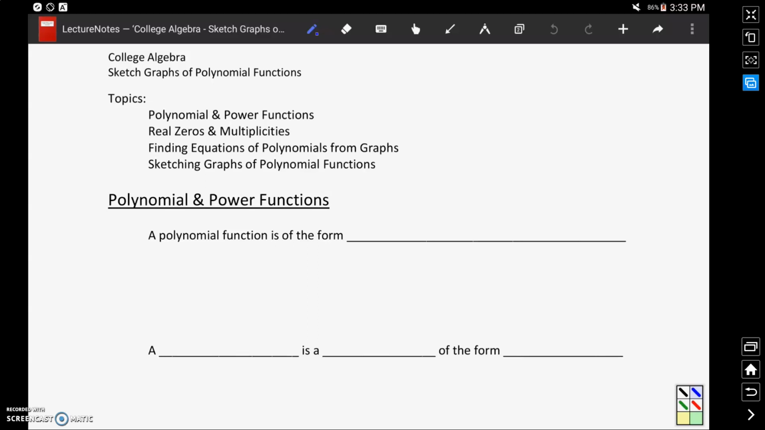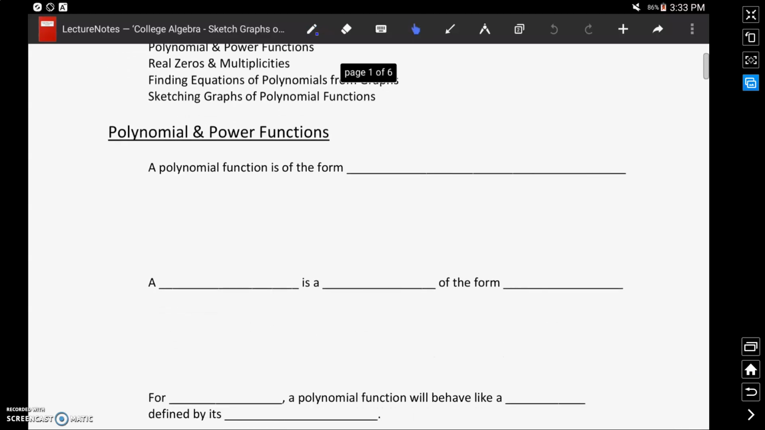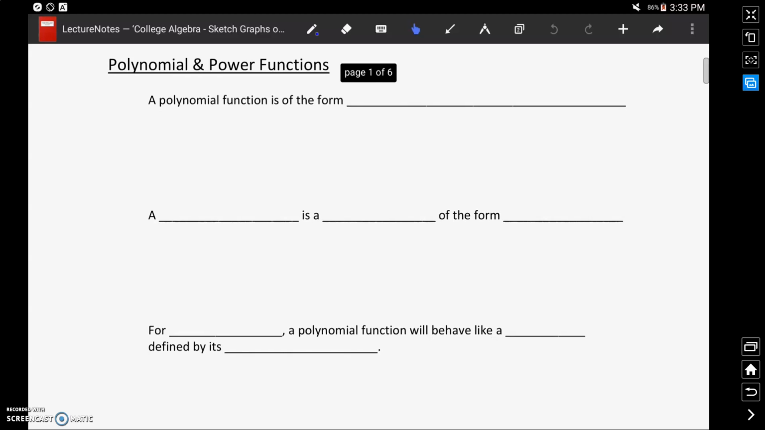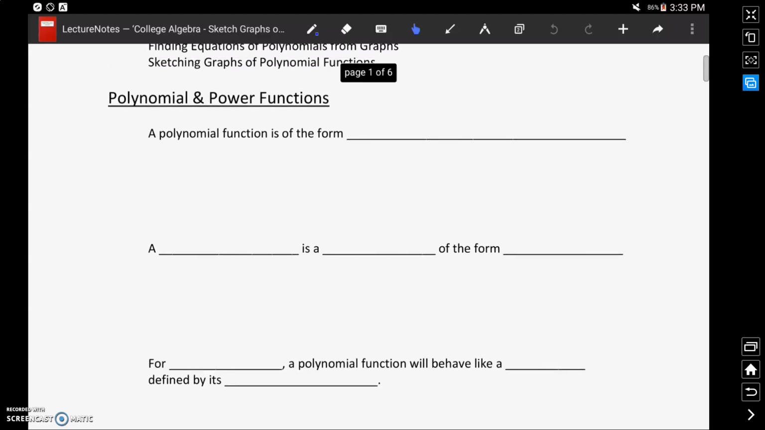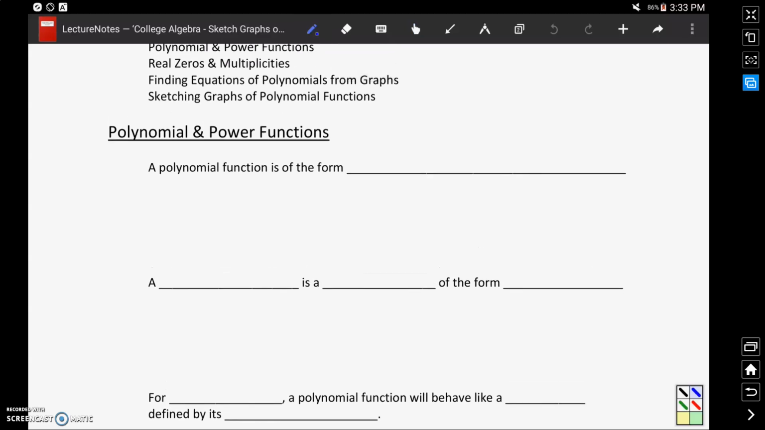Before we begin sketching the graphs of polynomial functions, we want to start off with a bit of a review about what polynomial functions are, as well as what a power function is, and how they work together to inform us about the end behavior of a function.